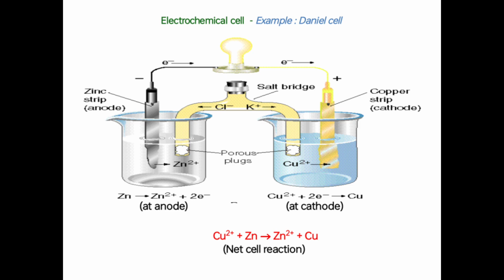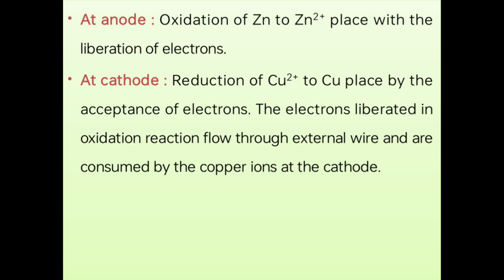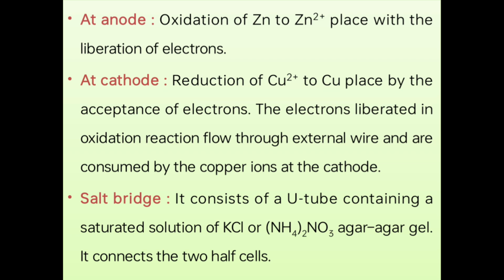This is the net cell reaction. At anode, oxidation of zinc to zinc ions takes place with liberation of electrons. At cathode, reduction of Cu²⁺ to Cu takes place by the acceptance of electrons. The electrons liberated in the oxidation reaction flow through the external wire and are consumed by the copper ions at the cathode. Salt bridge: it consists of a U-tube containing a saturated solution of KCl or NH4NO3 or agar-agar gel. It connects the two half cells.